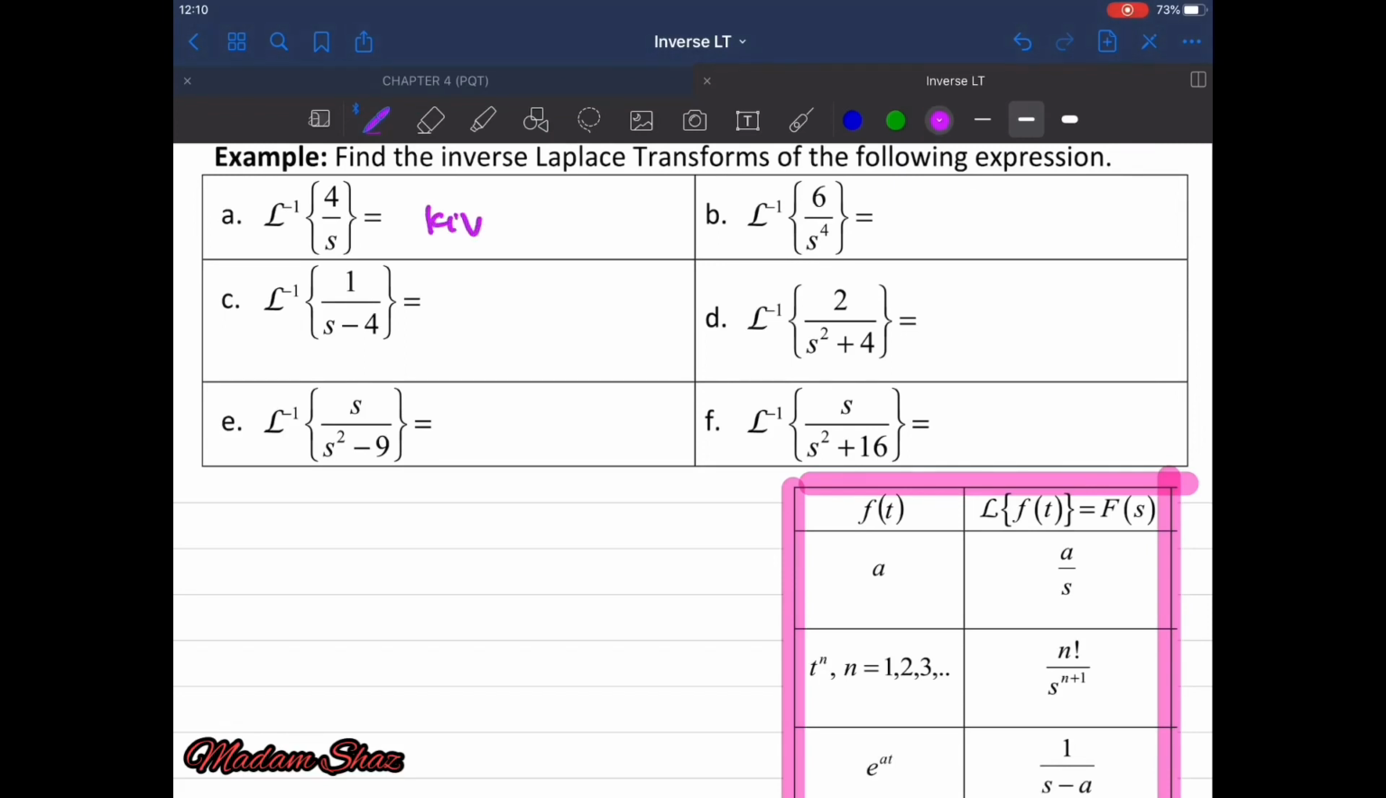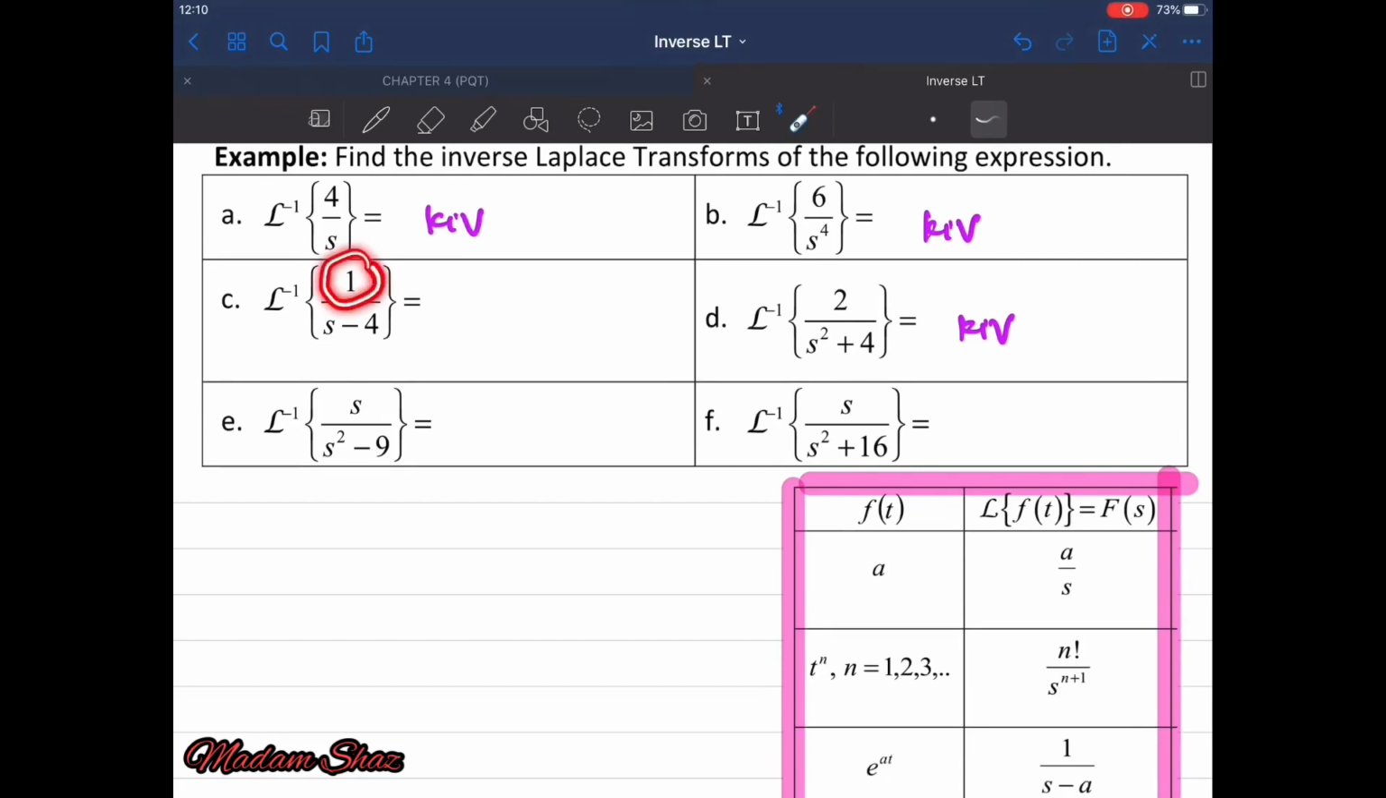Example A, example B, example D. Why do I KIV A, B and D here? Because as you can see, we have a constant at the upper side here. So I will explain the example where we don't have any constant at the upper side.